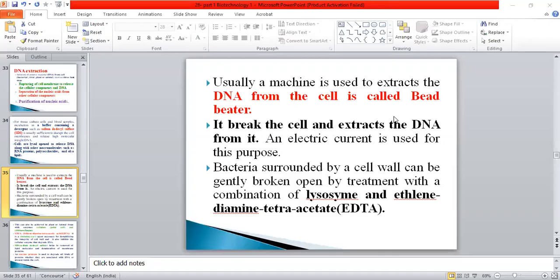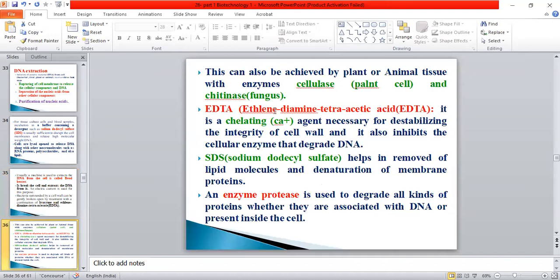See that one. Lysozyme, EDTA, already we discussed these things also. Cellulase acts on the plant cell, and chitinase on the fungi. And ethylenediaminetetraacetic acid, EDTA, is a chelating agent for calcium, necessary for destabilizing the integrity of the cell wall, and it also inhibits the cellular enzymes that degrade DNA molecules. This is also very, very important, my dear. Don't forget the chemicals used for breaking the cell wall, whether plant or animal.